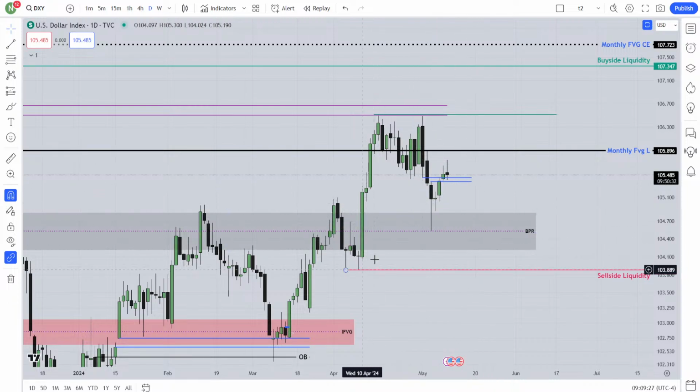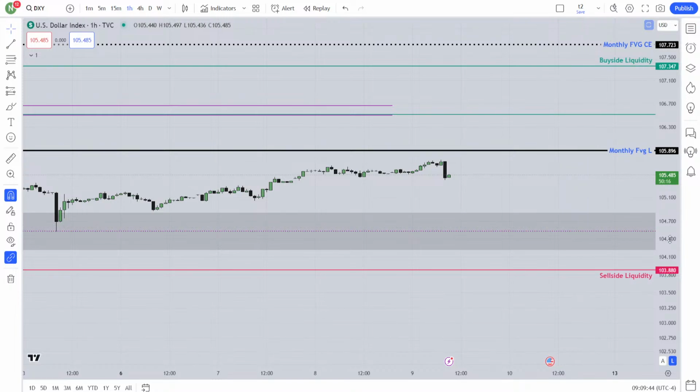This low failed to take that low. That is why I believe this is the inversion parabolic gap that should work, that should be used as a support. It should expand higher now. From the daily chart, I'm expecting the market to go higher. From the weekly analysis, I was expecting the market to go for that buy side liquidity. Let's go to the hourly chart.